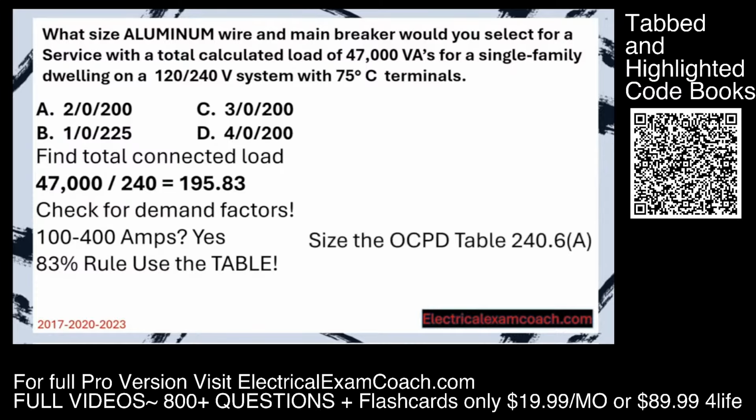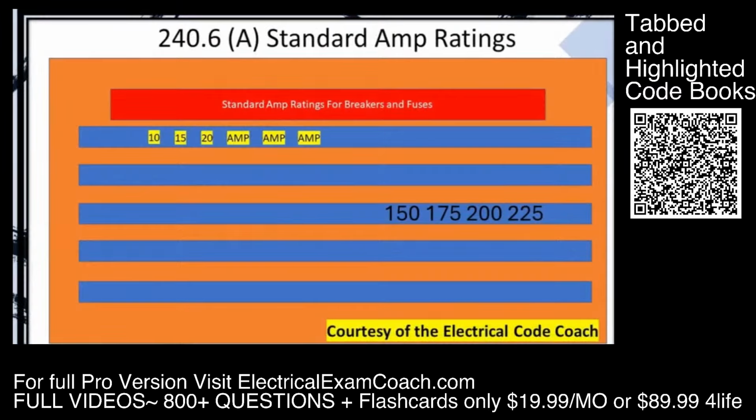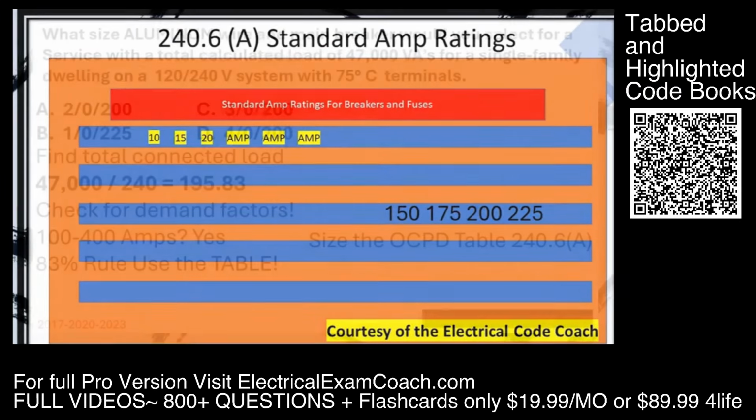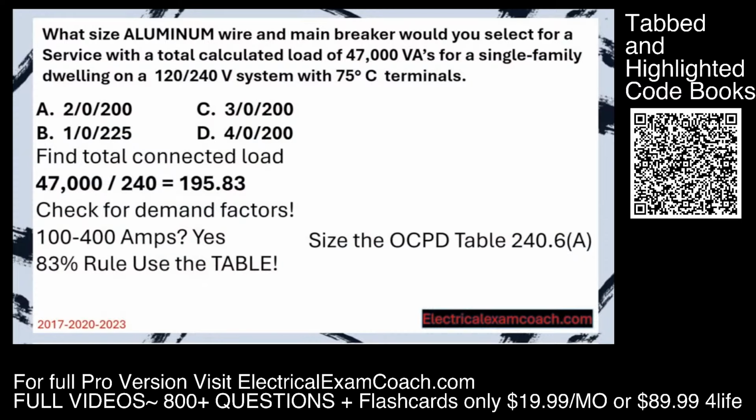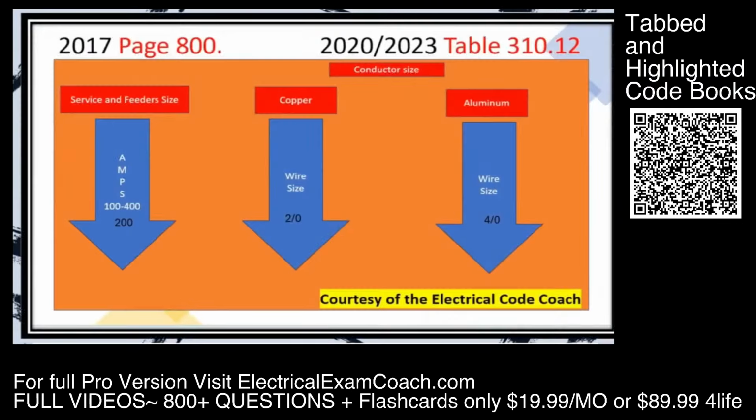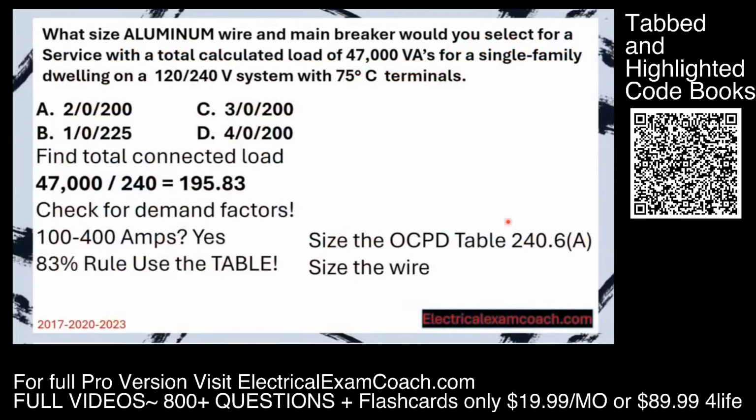And we're going to go size our overcurrent protective device. We end up putting it on a 200 amp breaker, just like we did before. But now we have to be careful because the question is asking for aluminum. We head to our cheat sheet table. We start on the left-hand side, and we're going to find our size breaker. Then we have to slide all the way over to the aluminum column, and we're going to find out that it's a 4-aught aluminum. Great job.